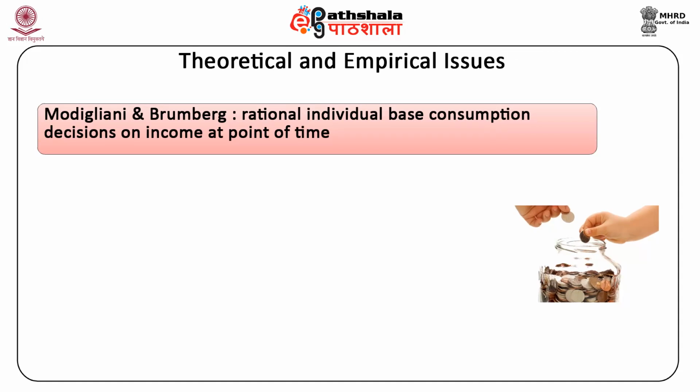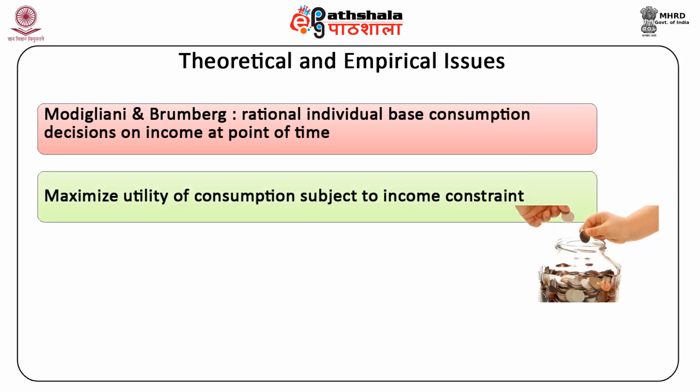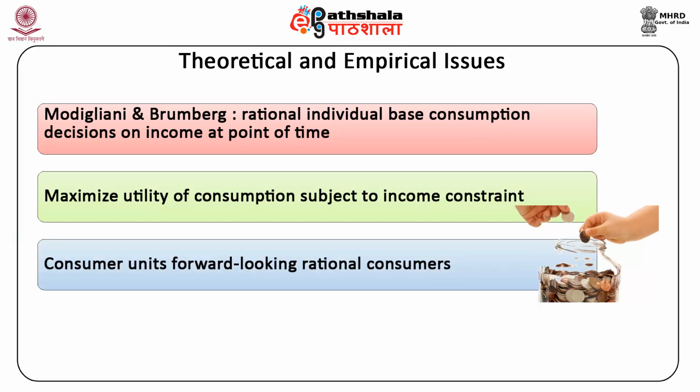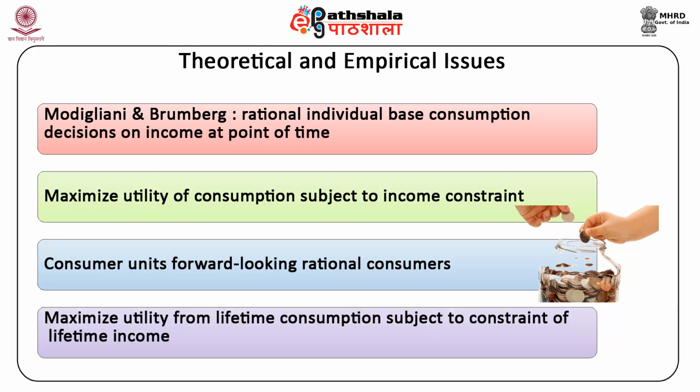Modigliani and Brumberg argued that if a rational individual would base consumption decisions at any point of time on income at that point of time, that is, if they maximize utility of consumption subject to an income constraint, then based on the idea that consumer units are forward looking, rational consumers should also seek to maximize the utility from lifetime consumption subject to the constraint of lifetime income.